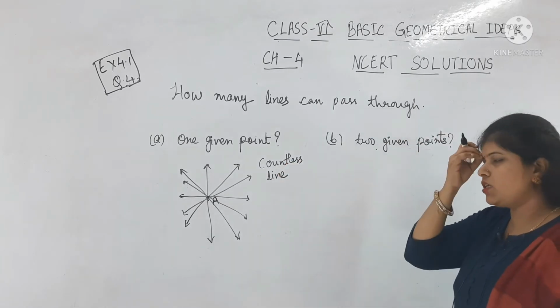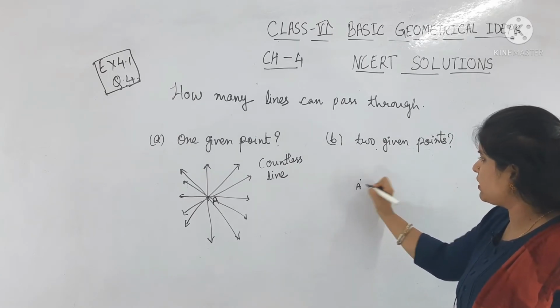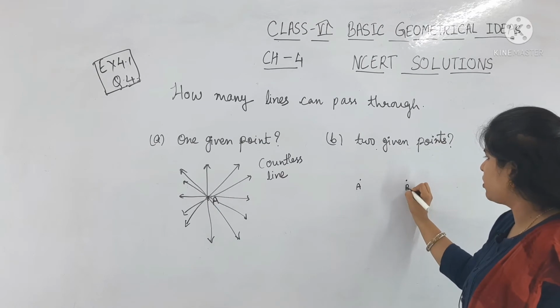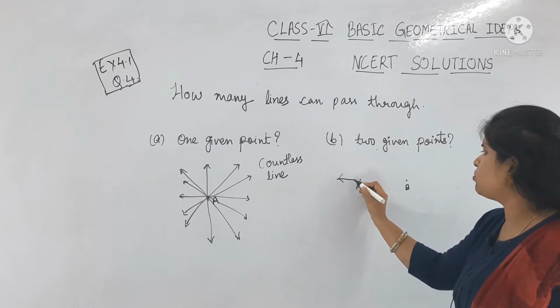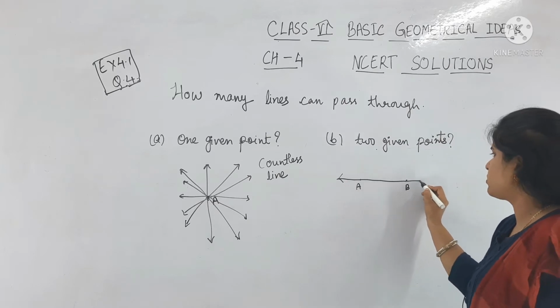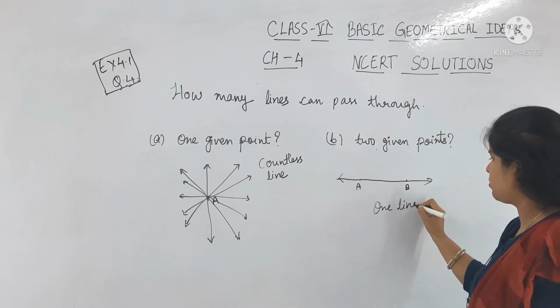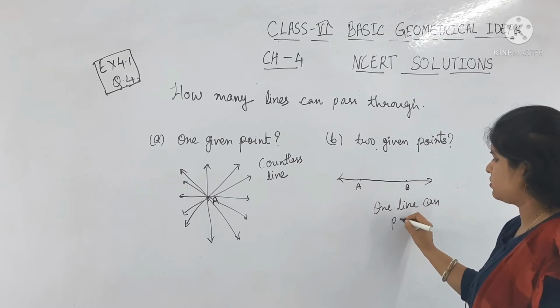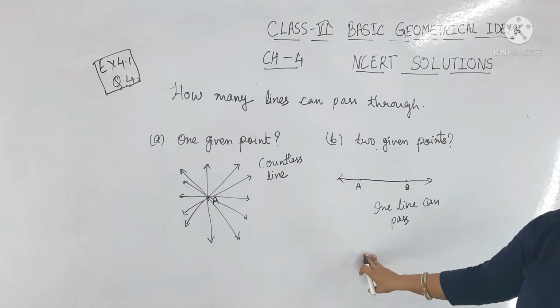Here part B is two given points. If 2 points are given, let them be A and B, how many lines can pass? Only one line can pass through these 2 points. So the answer is one line can pass. Like this are the answers.